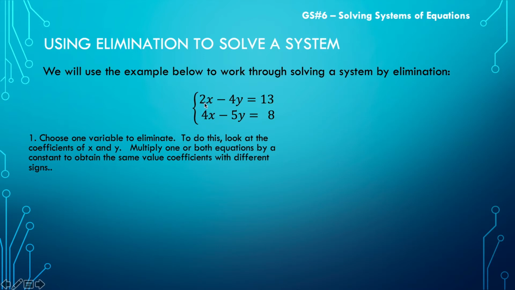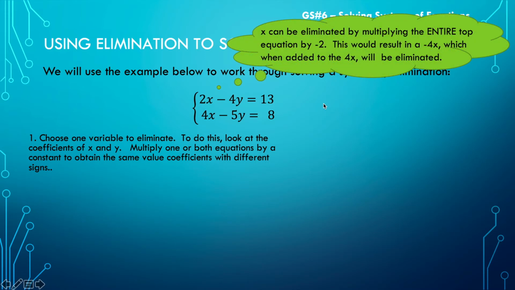But we really want to make this a negative 4x so that when I add it together with this 4x, it will be eliminated. So I can eliminate x by multiplying the entire top equation by negative 2. And like the thought bubble says here, that would result in a negative 4x on the top, which when I add it to the positive 4x would totally eliminate the x's. So that's one way we could eliminate a set of variables in this system.